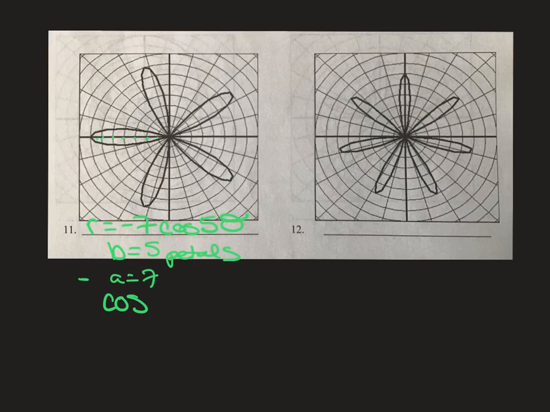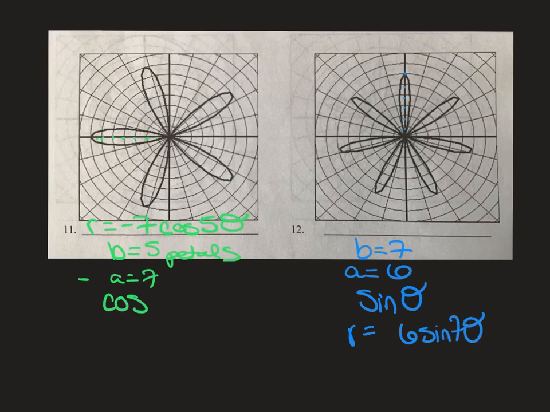Okay, this last one, a rose again. There are 7 petals. 1, 2, 3, 4, 5, 6. Yep, 7. So B equals 7. And the petals are 1, 2, 3, 4, 5, 6 long. And we have one on the y-axis, so it's probably going to be sine. And so I think my gut would be that it would be r equals 6 sine 7 theta.